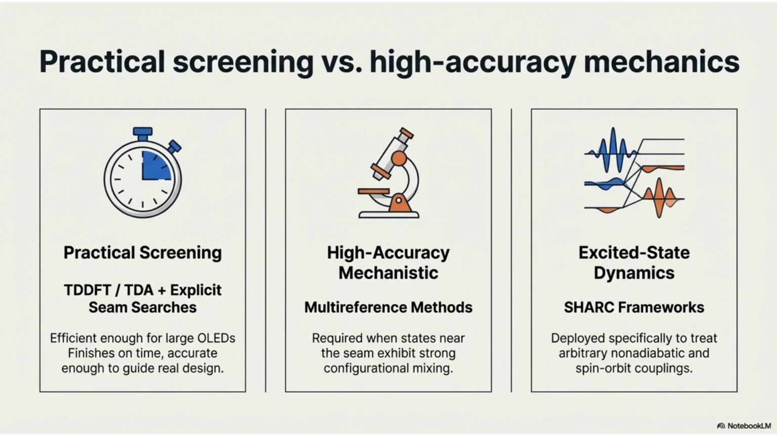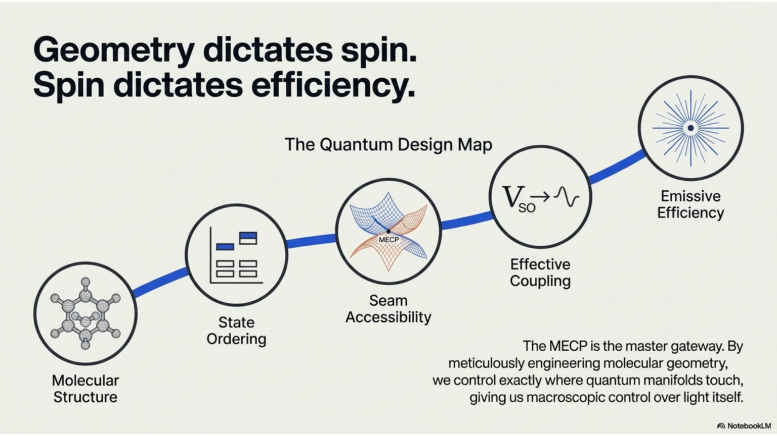multi-reference methods, and to excited state dynamics using Sharc frameworks for complex non-adiabatic and spin-orbit couplings. Molecular structure dictates state ordering, which influences seam accessibility. This leads to effective coupling, ultimately dictating emissive efficiency. By engineering the molecular geometry, we control where quantum manifolds touch, giving us macroscopic control over light itself.